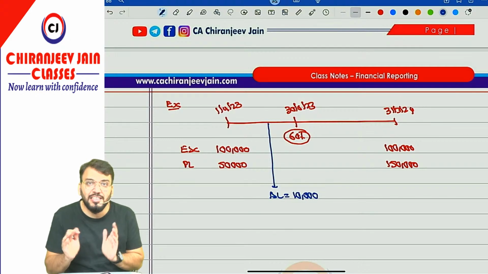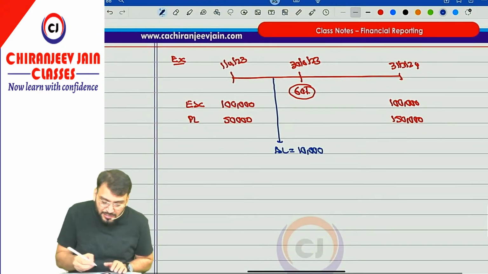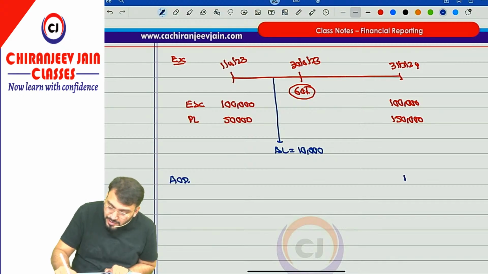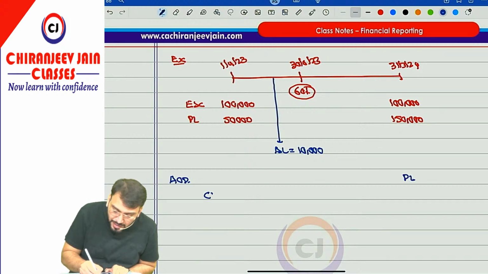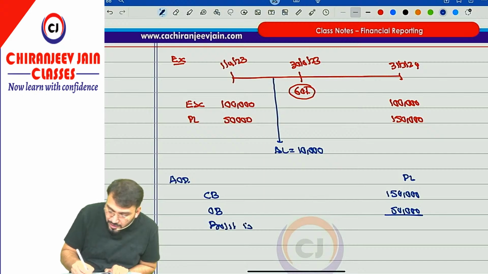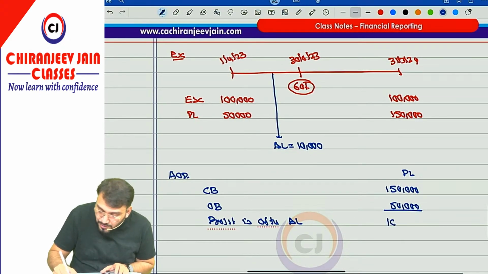So how do we analyze the profit? We are doing analysis of profit. So we write PL, and the closing balance is 1,50,000. The opening balance is 50,000. So this profit, whatever is coming, my question to you, this profit is after what? After abnormal loss, correct? So profit after abnormal loss is what?